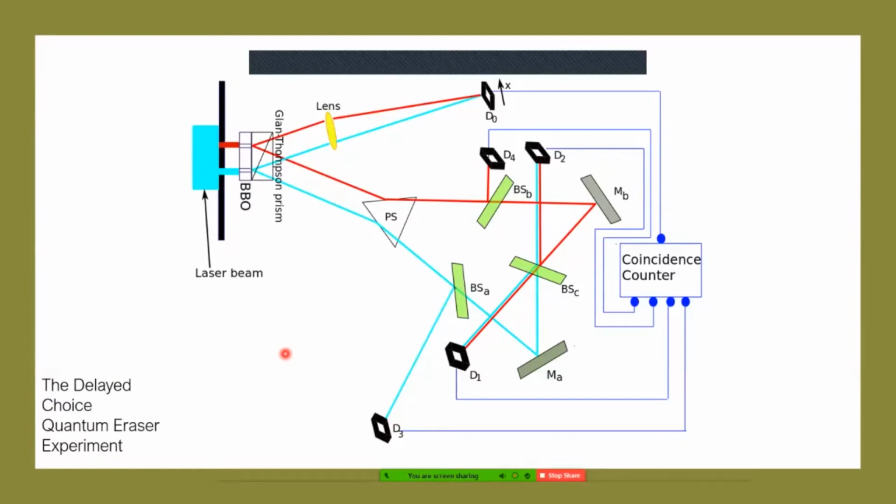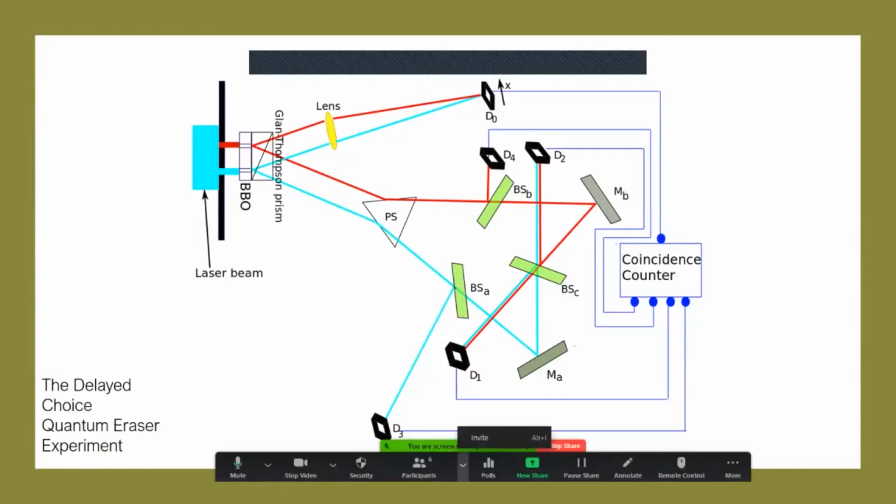So by sending the photon in an entangled pair, and sending one way and one another way, we can do amazing experiments, which this is. And I'll go through the differences one by one.